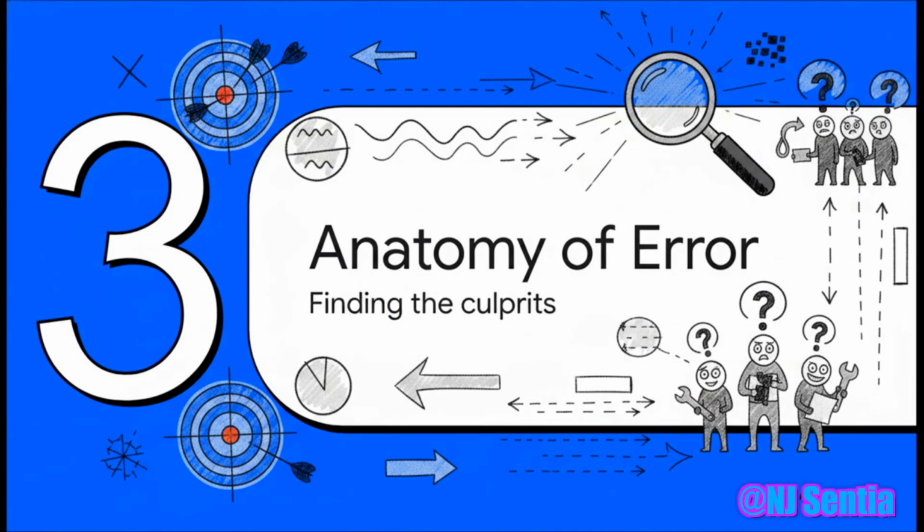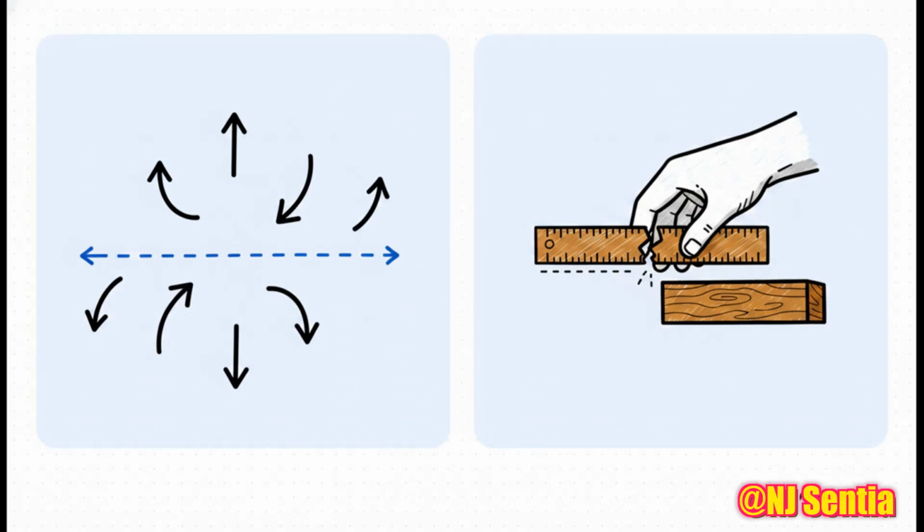Okay, section 3, the anatomy of error. This is where we identify the culprits messing with our data. So what's actually pushing our darts off target? Beyond just human clumsiness or dropping something, we need to categorize the specific suspects sabotaging our measurements.